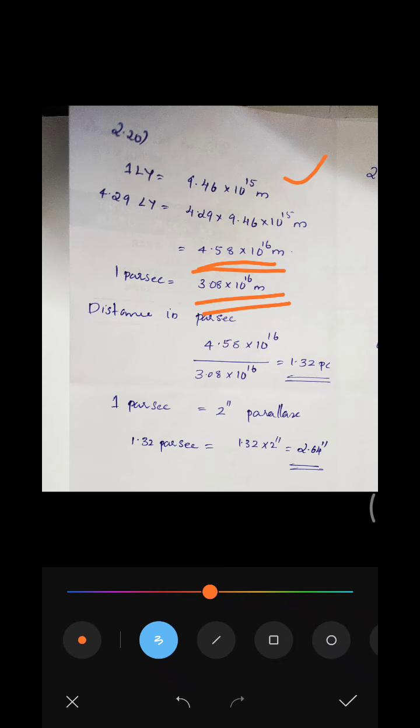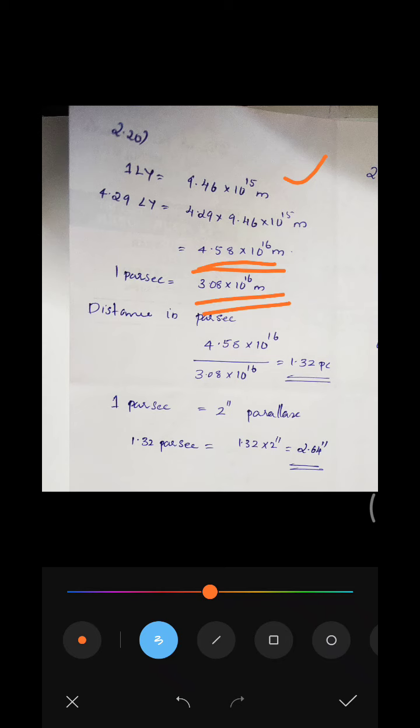First of all you have converted both into meters, then only we can do the calculation. You are dividing 4.58 into 10 to the power 16 meter by 3.08 into 10 to the power 16 meter, and 3.08 into 10 to the power 16 meter is actually 1 parsec. Then you will obtain the value as 1.32. So 4.29 light years is equal to 1.32 parsec.